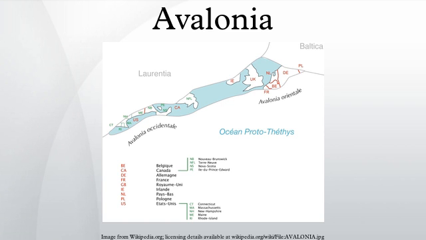In Canada, Avalonia comprises the Avalon Peninsula of southeast Newfoundland, southern New Brunswick, part of Nova Scotia, and Prince Edward Island. In the United States, Avalonia comprises northern coastal Maine, all of Rhode Island, and other sections of coastal New England.